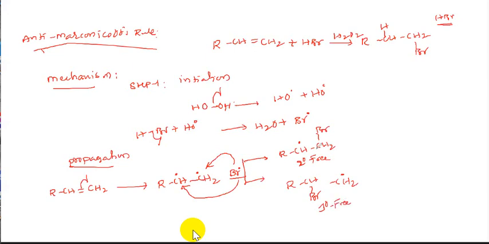Here, consider the number of alpha hydrogens. For example, if R is a CH3 group, how many alpha hydrogens are there? 5 alpha hydrogens, 2 plus 3. Adjacent to the other radical, only one alpha hydrogen is there. More alpha hydrogens always means more stable. So the less stable radical does not take part in the reaction, because it is the least stable free radical.